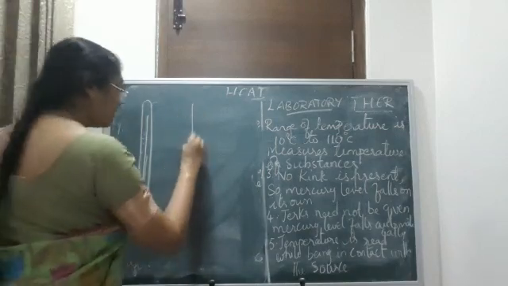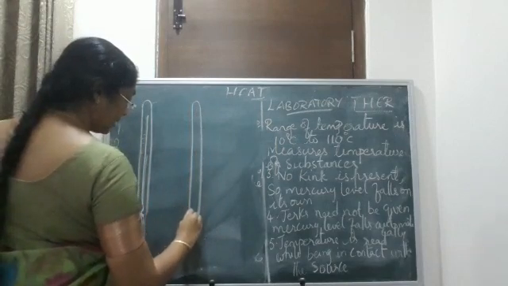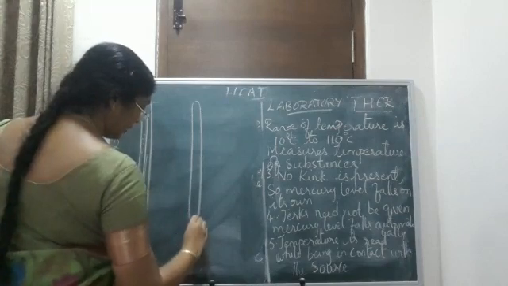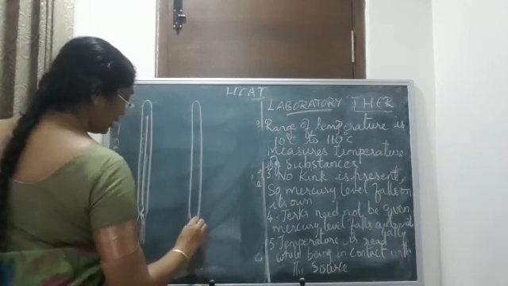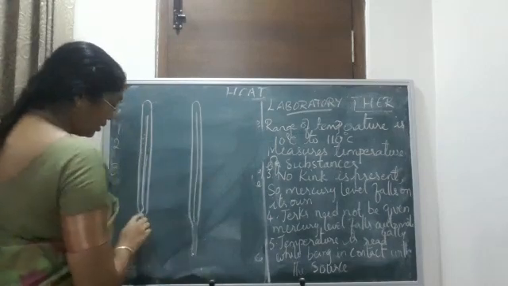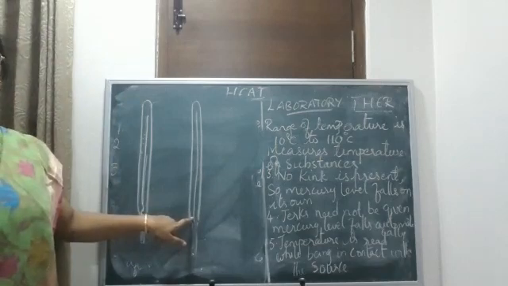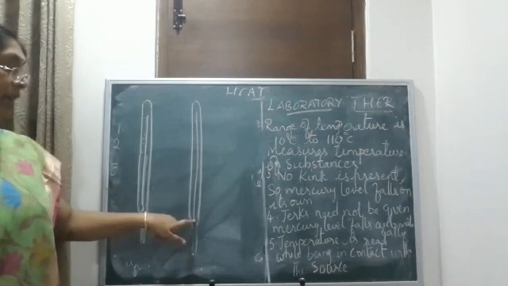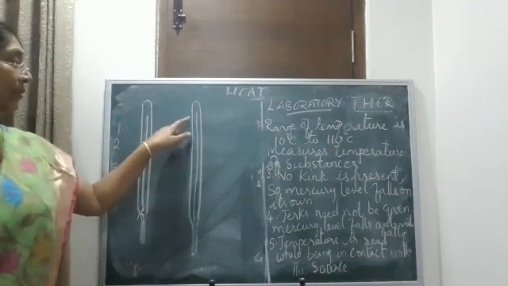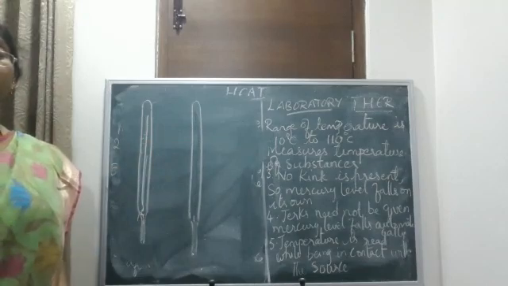Whereas in the case of a laboratory thermometer, there is no kink, it is straight like this. There is no U-shaped bend here. This kink is absent here. So as long as it is in contact, it will show the temperature. The moment you remove it from contact, the mercury level will immediately fall down. Okay.